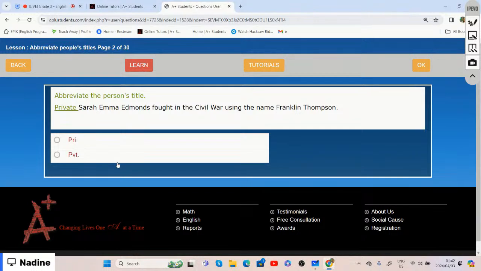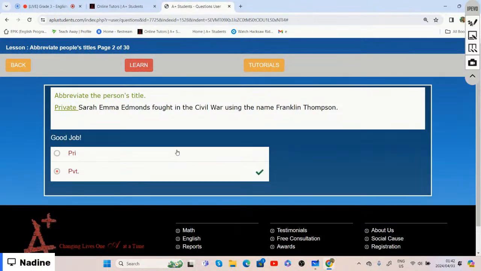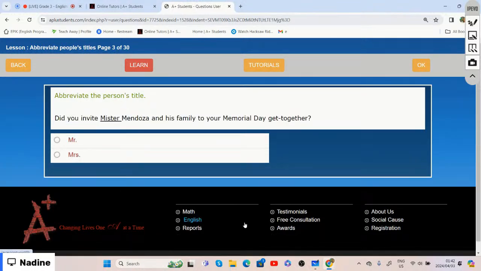All right, and if we choose the correct one, we can say it is private, which is PVT. PVT for private, right? So well done. PVT is correct for private.